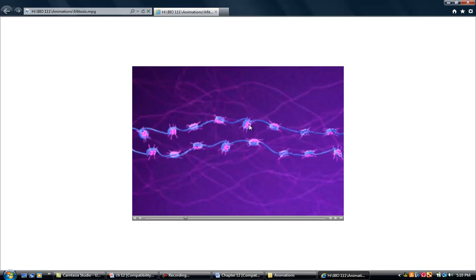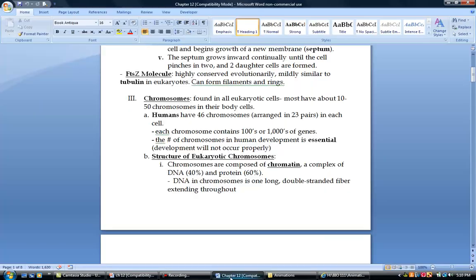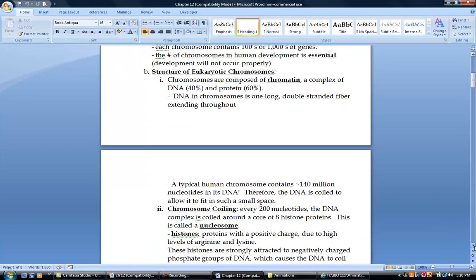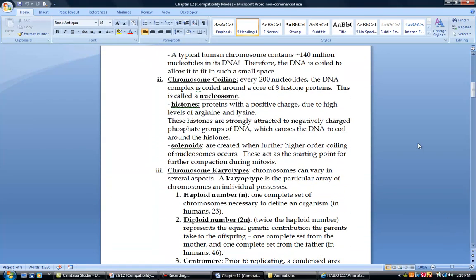Now, histone proteins have a positive charge, and DNA has a negative charge. We talked about how that attracts, right? Opposites attract. So the DNA is going to be attracted to those, and it's going to wrap around them. If we go a little further down, we talk about chromosome coiling. Every 200 nucleotides, and remember a nucleotide is the building block of DNA, the DNA is going to coil around 8 histone proteins, and that's going to be called a nucleosome.